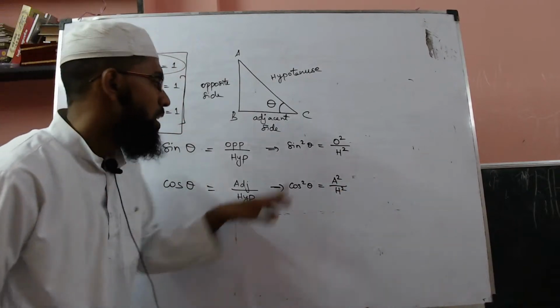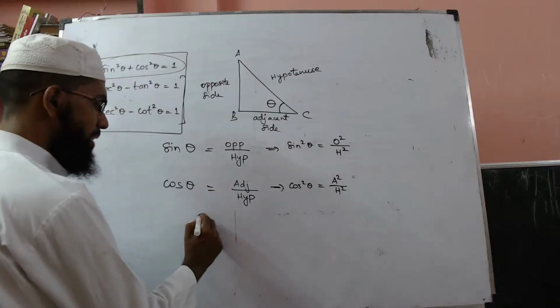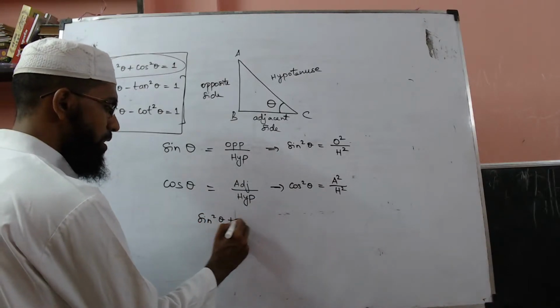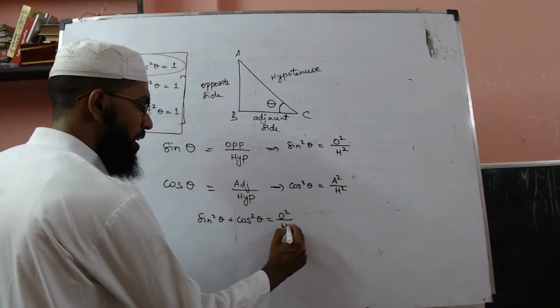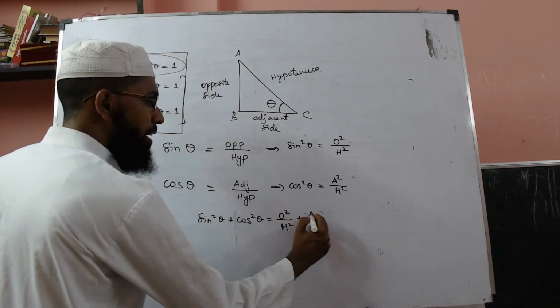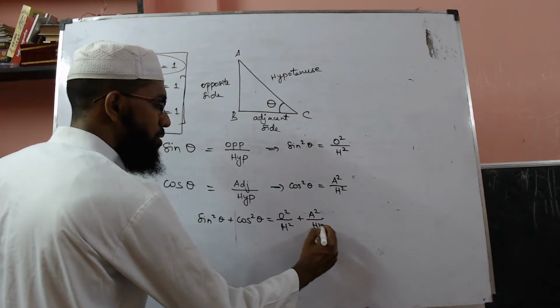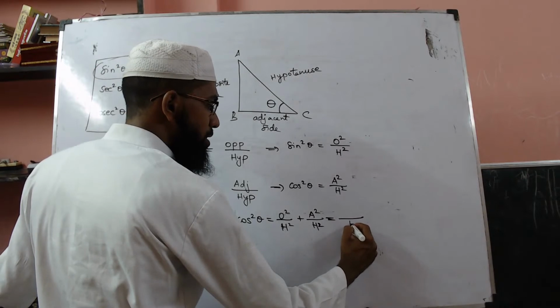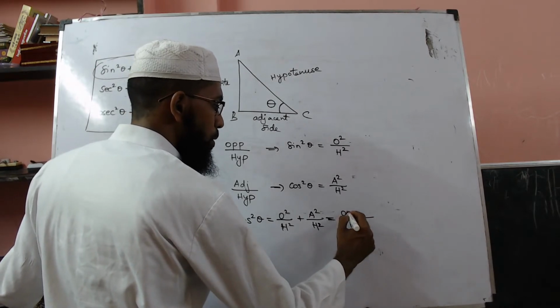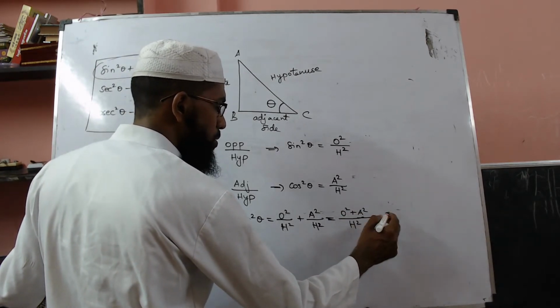Now, if I add these two, what will I get? Sine square theta plus cos square theta equals O square by H square plus A square by H square. Now the denominator is the same, so H square, and O square plus A square.